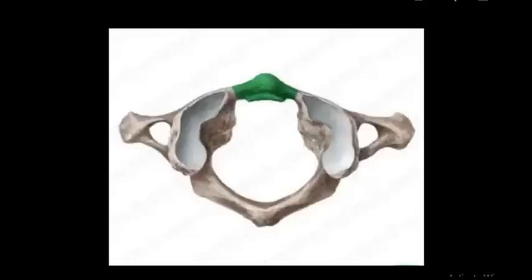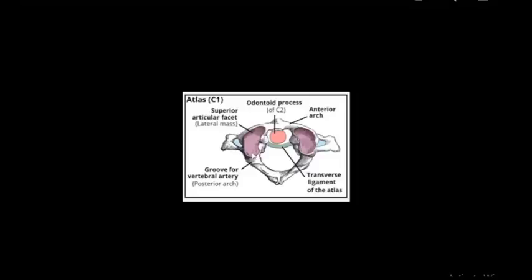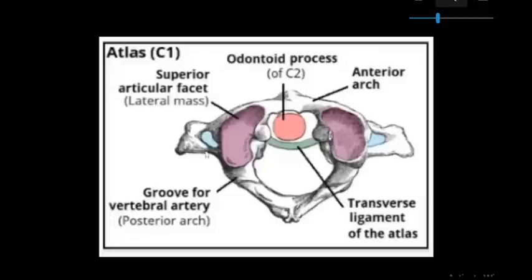So looking at this picture now, we'll be able to understand properly. This is an example of an atlas. Looking at this, we have this particular part here called the odontoid process. Now this place here is where the C1 sits on the C2. This is the C1, which is the atlas. Now it sits on this part for the C2.